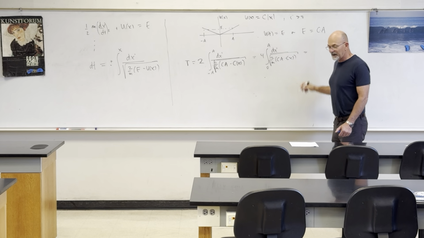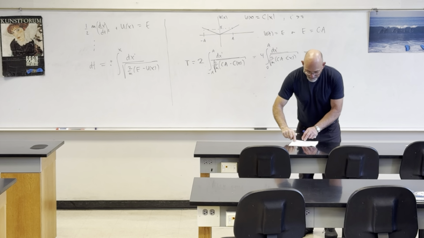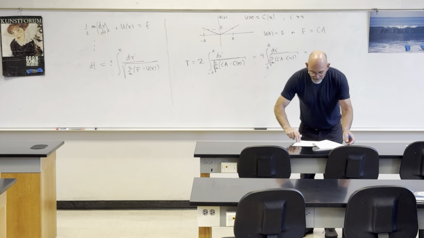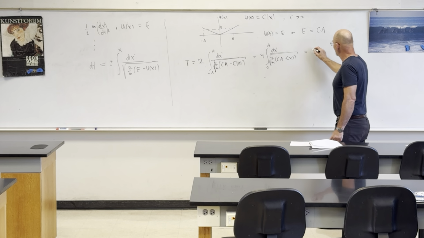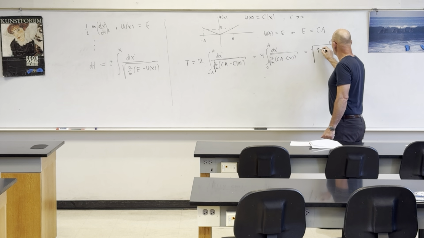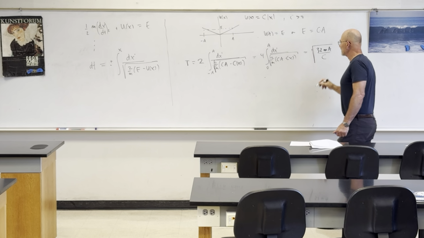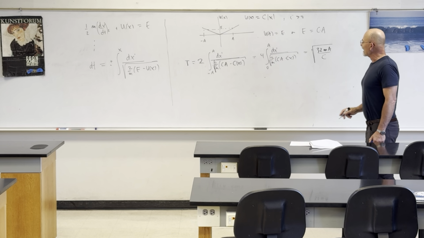What you're going to end up with is, I think it's a root of 32a m over c. Root 32 m a divided by c. So yeah, you want to make sure you go through with that.